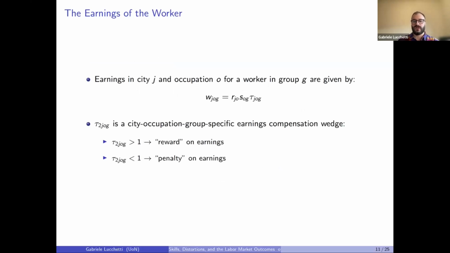Then the earnings of each worker in a city J, occupation O, who belongs to group G, are given by this expression here: the product of the skills price specific to a city J and an occupation O, the amount of skills supplied by the worker in group G in occupation O, and this parameter tau, J O G, which, sorry, there is a typo, is the city occupation group specific earnings compensation wedge. You can think of this parameter as a reward if it takes a value above 1, or a penalty if it takes a value below 1. All right.